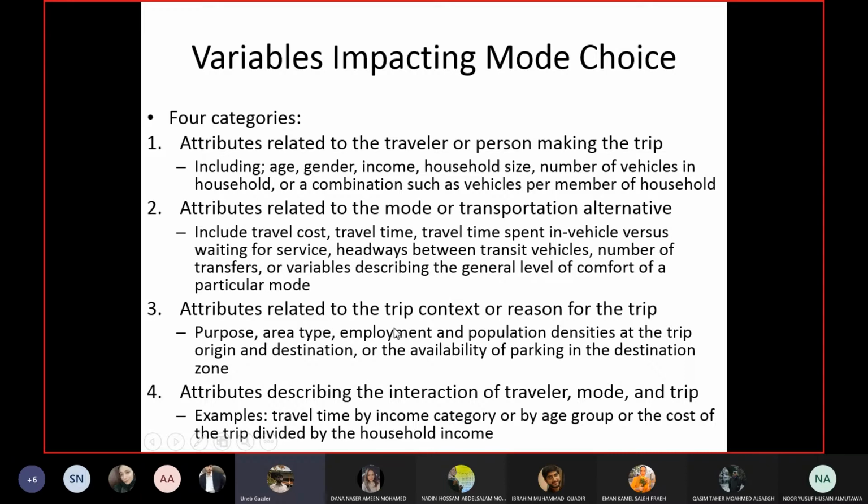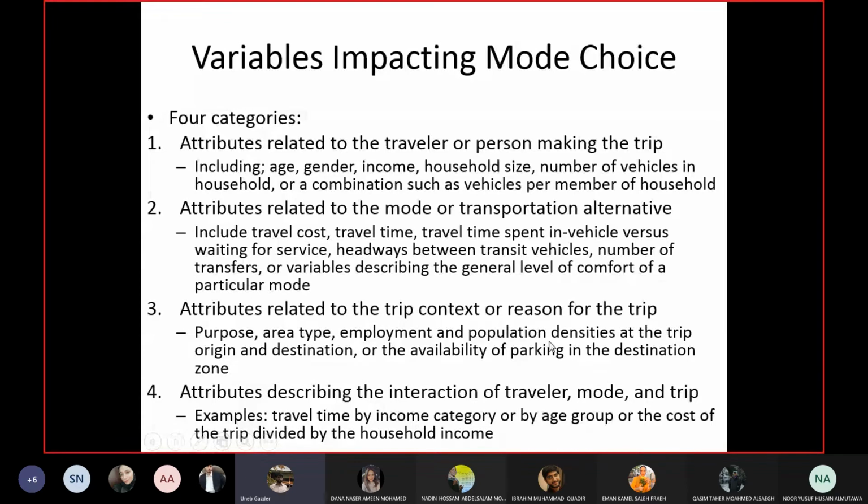Then we have attributes related to the trip itself, or the reason for the trip. So what is the purpose of the trip? From which area are you making the trip and in which area are you going? Area type will mean land use.